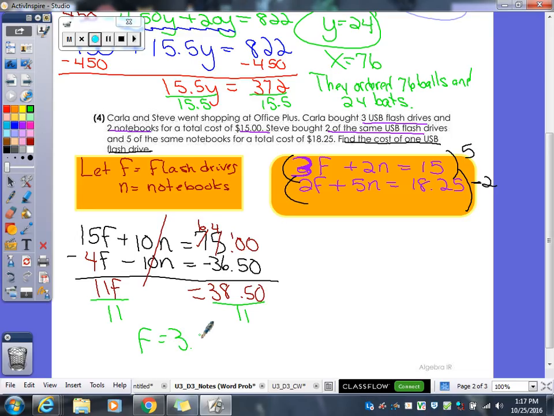No, it should have been already to the 10th rounded for you. So the answer should have been $3.50. Okay? And that would be your sentence. The flash drive cost $3.50. Now, if you really wanted to find the notebook, you can, but it cannot be in your sentence.